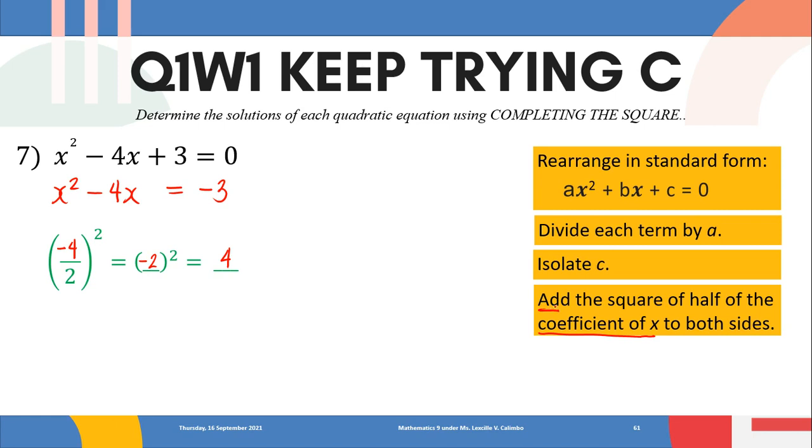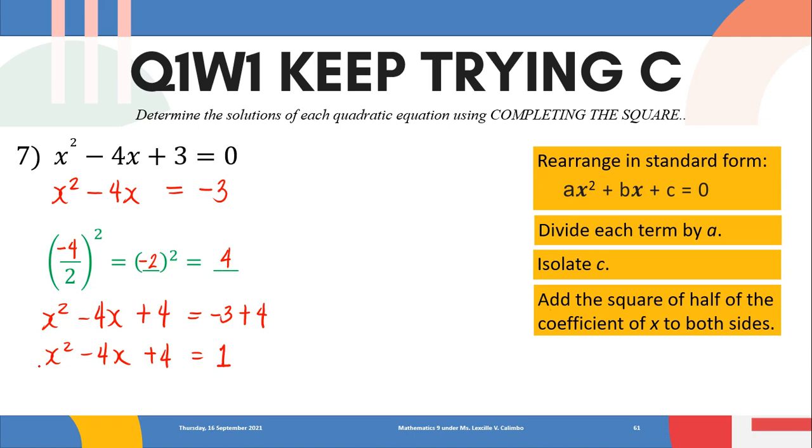Now, we add this 4 to both sides of the equation. So, we will have x squared minus 4x plus 4 equals itong negative 3 at the right plus 4 ulit. If we simplify, we will have x squared minus 4x plus 4 at the left equals positive 1 na lang sa right. Note that this trinomial here is a perfect square trinomial.